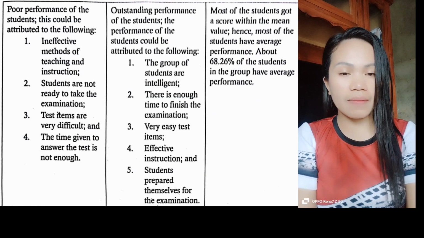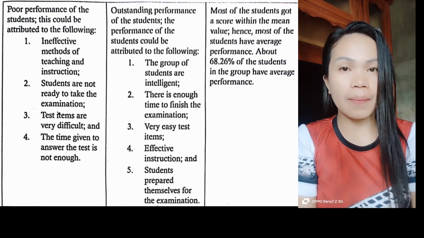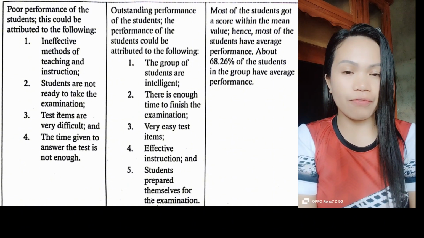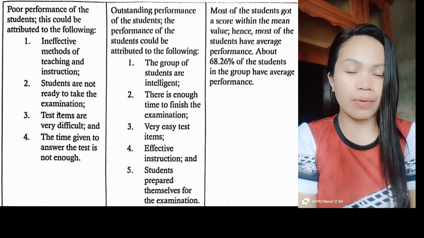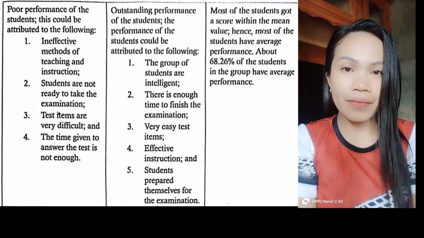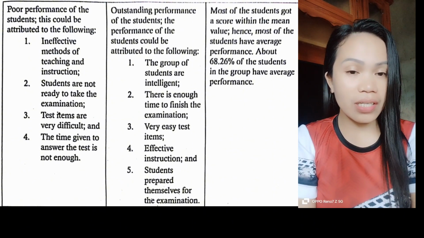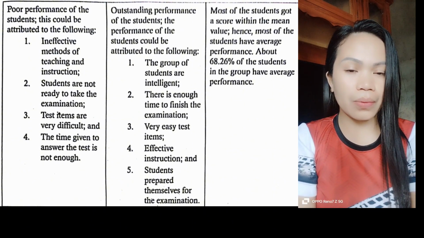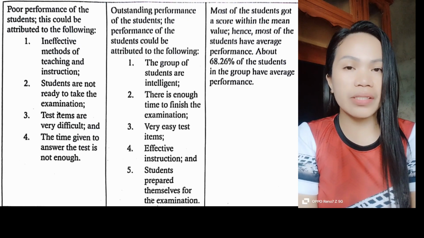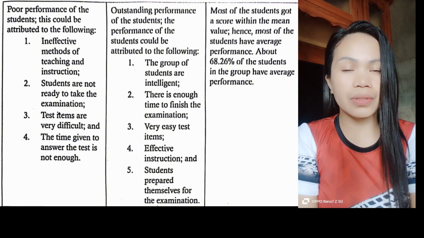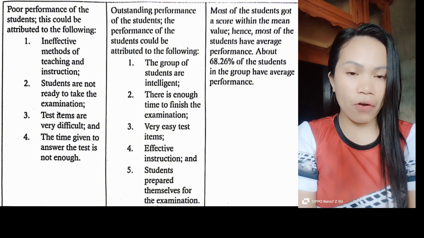Alright, so for positively skewed, poor performance of the students could be attributed to the following. First, ineffective methods of teaching and instruction. So in order for them to understand, you have to change your teaching style, so they can catch up with the lesson. Number 2, students are not ready to take the examination. So this is also a reason for their poor performance.